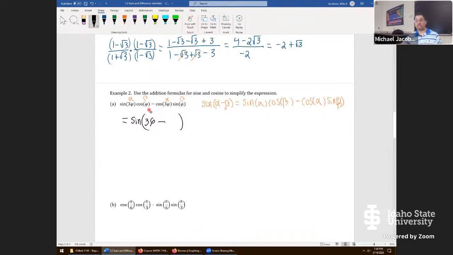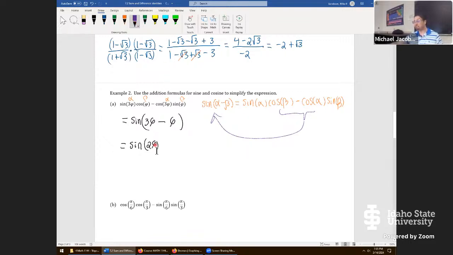Beta in our problem is just phi. And last thing we have to do is combine like terms in the middle. This whole thing was a weird way to look at sine of 2 phi. That's kind of weird in a sense. We use the formula going this way. If we're simplifying, that's a great route to go.